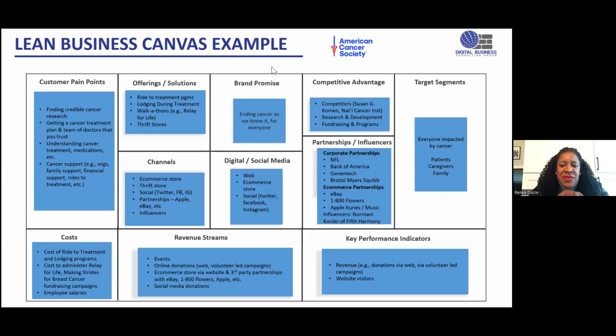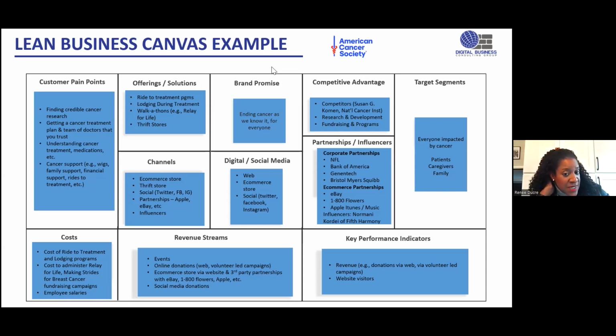And then these last few boxes here: the cost to administer all the things that you do, and employee salaries. I know American Cancer Society was always looking at that. When I was there there was a bit of a hullabaloo around them paying people a lot of money, so they had to right-size some of that, which is always painful, but it happens. And then revenue streams: how are you getting money in?